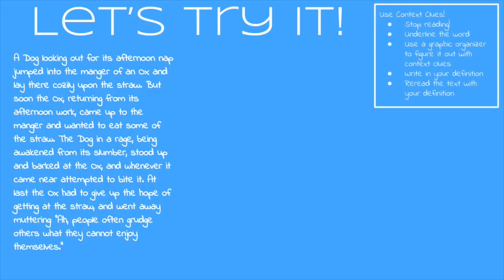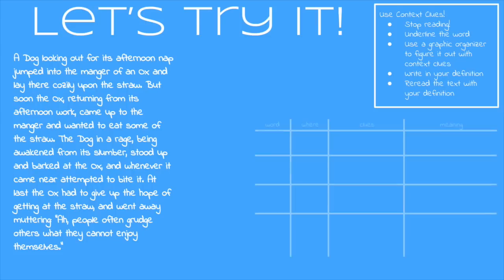Let's remember our strategy that we just talked about. When we come across a word we don't know, we need to stop reading. Then we need to underline the word. Then we're going to use a graphic organizer to figure it out with context clues. Then we'll write in our own definition. And finally, we'll reread the text with our definitions.